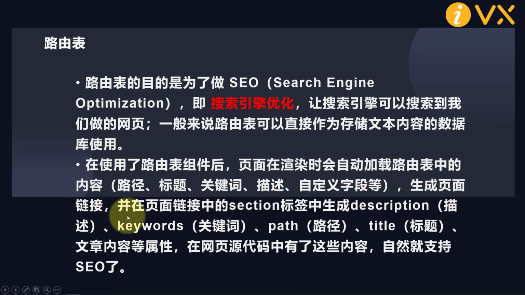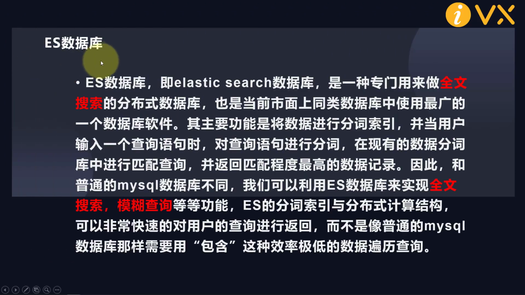Next is our ES database, which is a special distributed database for full-text search. It is also the most widely used database software of its kind on the market. Its main function is to segment and index our data. When the user enters a query statement, the query is segmented and matched against the existing segmentation in the database, and the data records with the highest matching degree are returned.